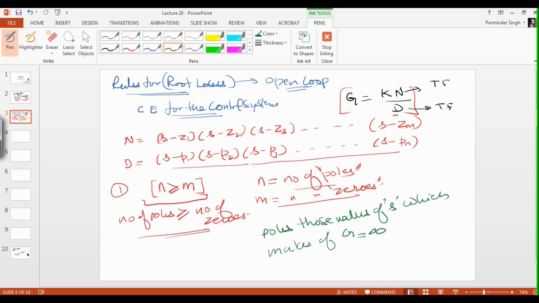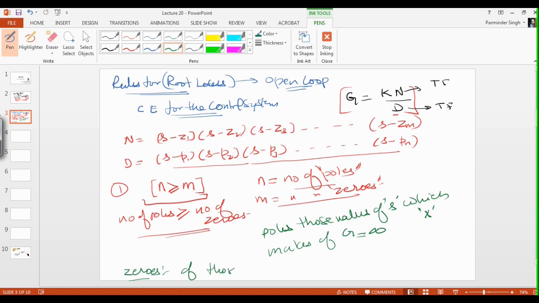Now poles are represented by a cross sign. Similarly, what are zeros? Zeros are those values of s that make our transfer function equal to 0. That means z1, z2, z3.